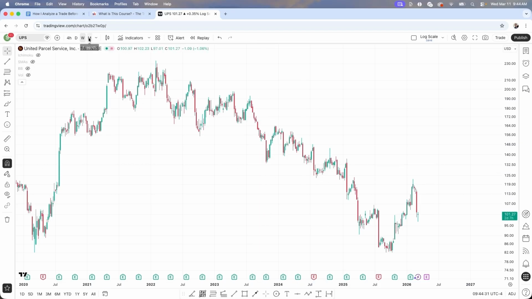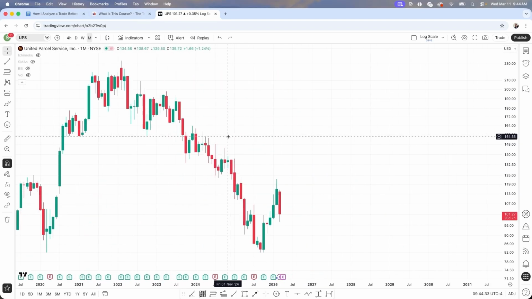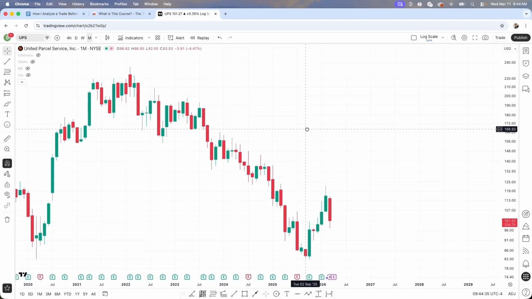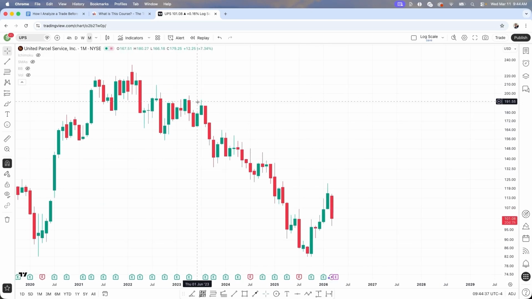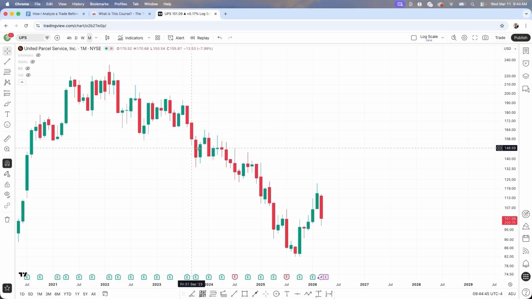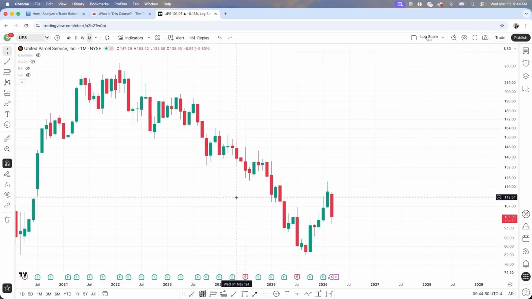If we jump to the monthly chart, we can see that as well. Now these candles represent 1 month. The market structure here is bearish. We don't want to consider buying any stocks that have market structure that looks like this. Just move on to another stock and don't continue analyzing this any further.